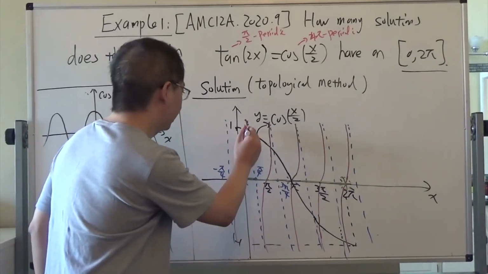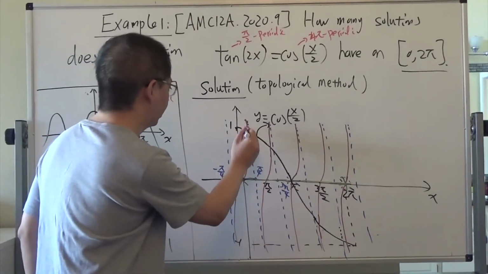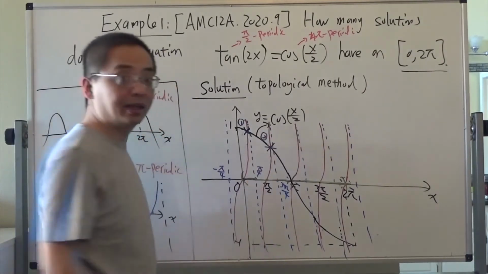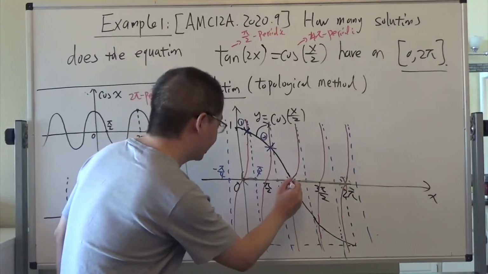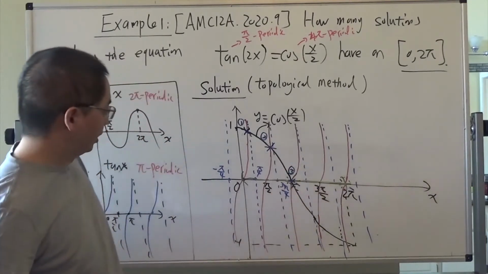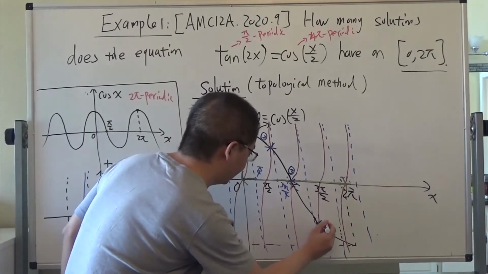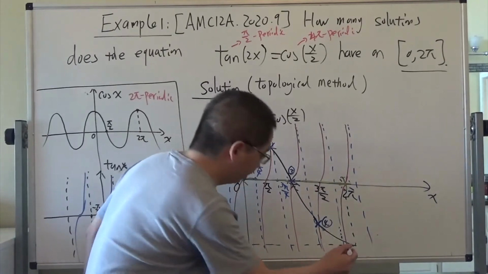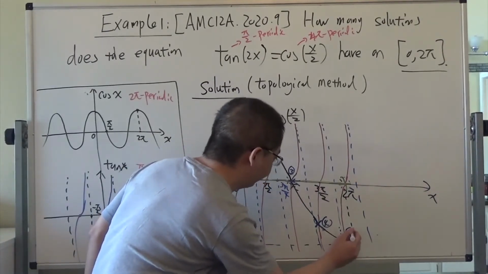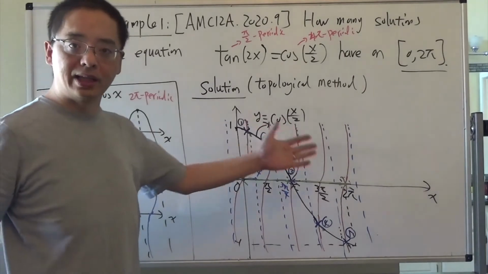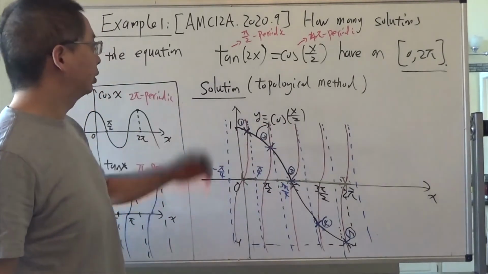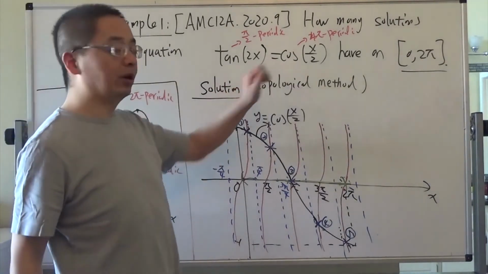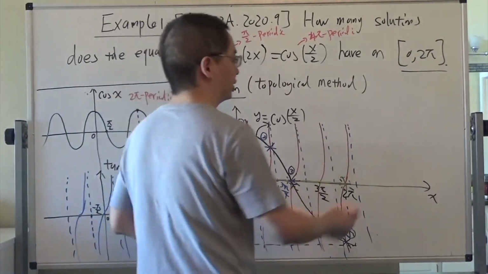Okay, so the first intersection here, so this is number 1. And then the second intersection is right here. The third intersection is at pi, so it's right here. And then we have the fourth intersection here. And then we have the fifth intersection right here. Okay, so now from the picture it's clear. In total it has 5 intersections, which is equal to saying this trigonometric equation has 5 solutions.